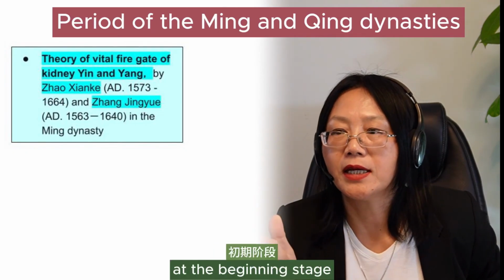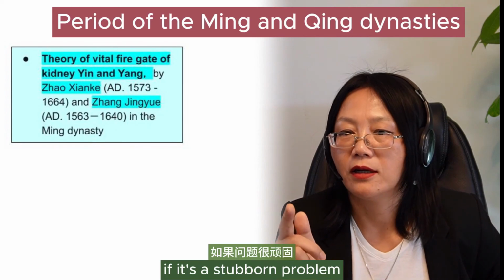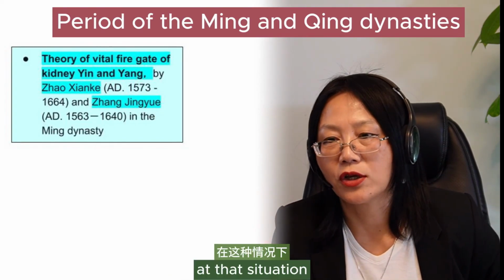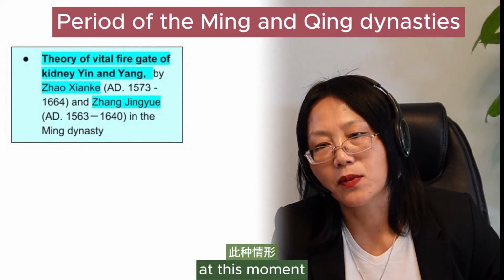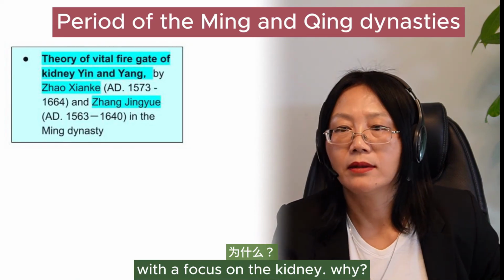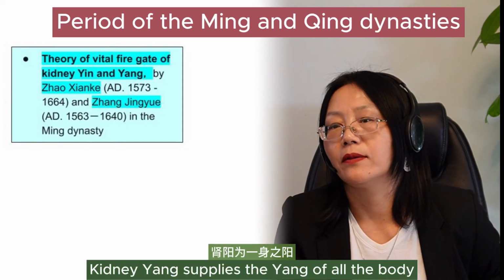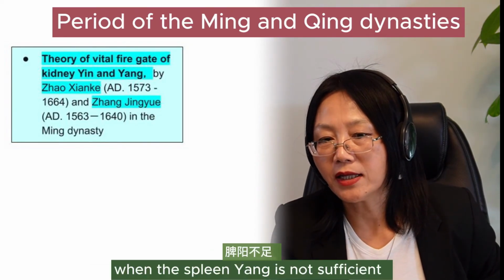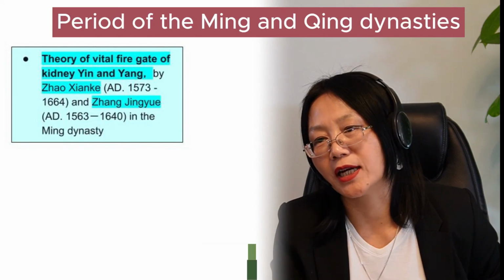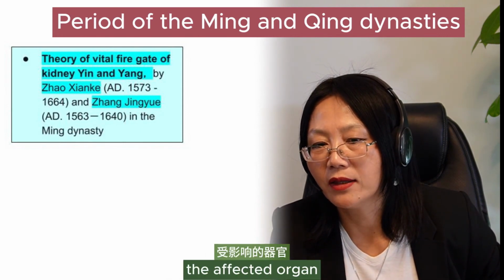If this disease is at the beginning stage or even in the mild stage, you need to treat the spleen. It's enough. However, if it's a stubborn problem, like a chronic one, where people have had this kind of loose stool for so long, in that situation, if you only treat the spleen, it is not going to work. At this moment, you have to treat the spleen and the kidney together with the focus on the kidney. Why? It's because the kidney yang is the root of the yang, supplies the yang of all the body. When the spleen yang is not sufficient, finally, the kidney yang will try to supply it. End of the story, it consumes the kidney yang as well, makes the whole body yang qi decline. That's why at the later stage, for stubborn disease, you are going to treat the affected organ plus the kidney.